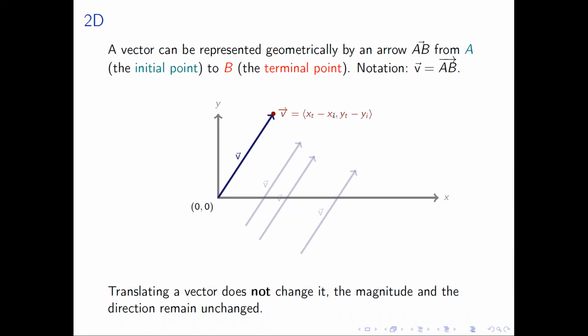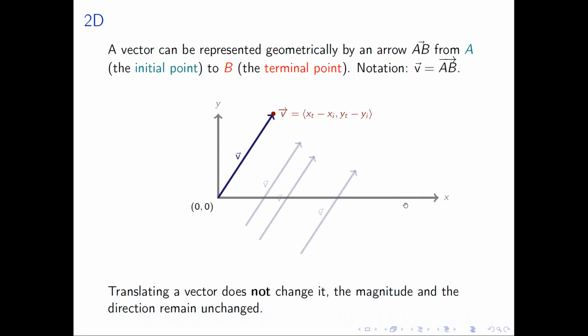The notation that I use for the vector, the components, were the difference between x terminal and x initial, and then y terminal and y initial, and then there were angled brackets. This notation, the components of this, are the same as the components of the endpoint if it starts at origin. Again, notation: we typically show a vector with v with an arrow on top. And if we are emphasizing the initial and endpoint, we use AB with an arrow on top.